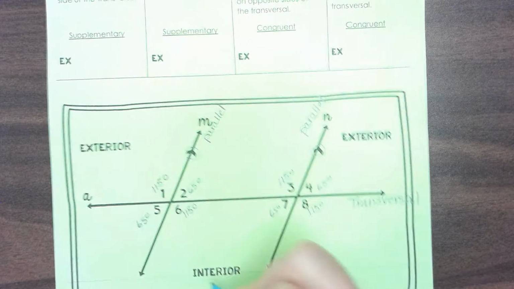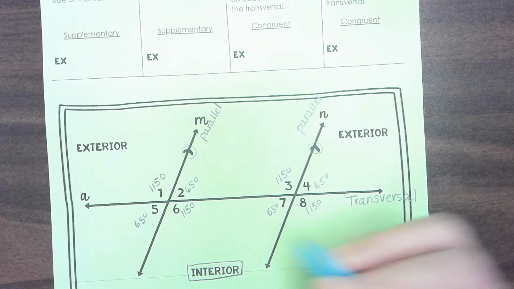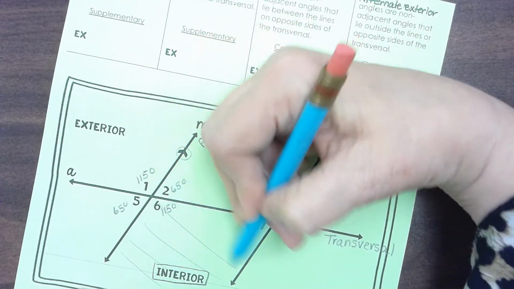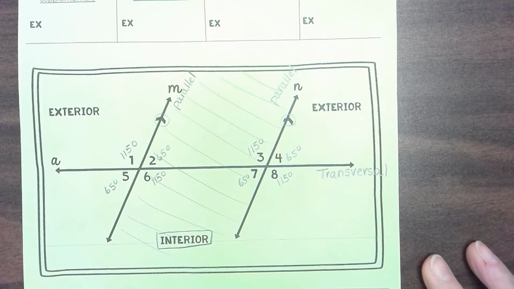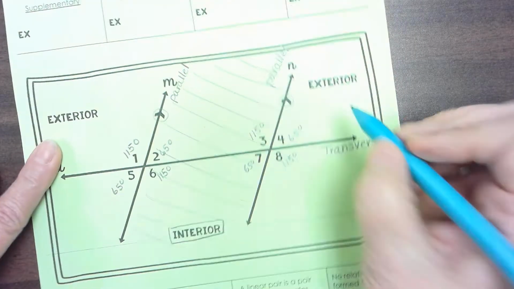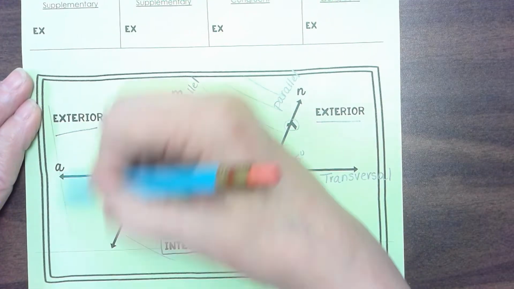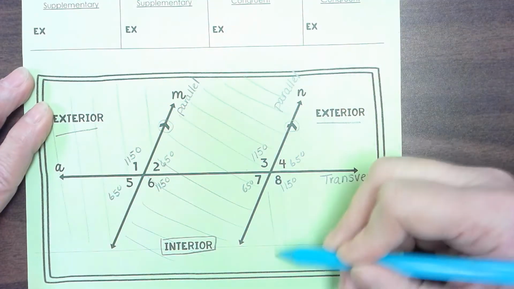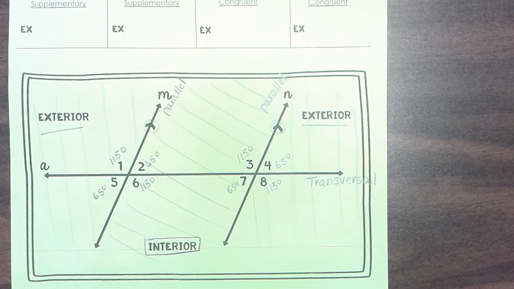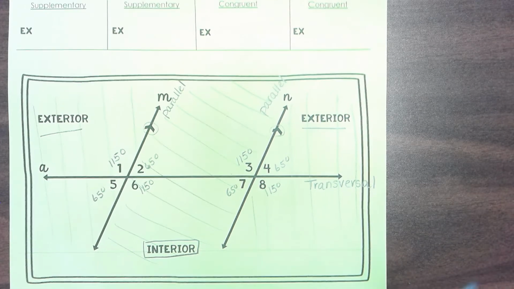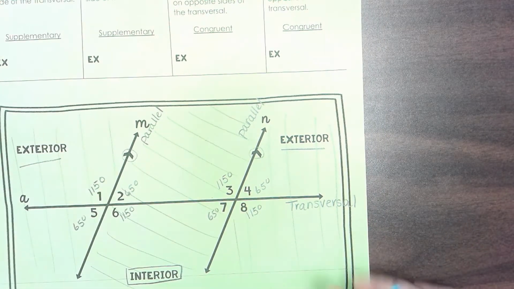So we have an interior, and that is the inside of the parallel lines. Where we have the exterior, which is the outside of the parallel lines. So we have to keep inside and outside of the parallel lines. And then we have same side versus alternating sides. And alternating could be almost like opposite sides. So when we talk about these angles, keep those in mind.